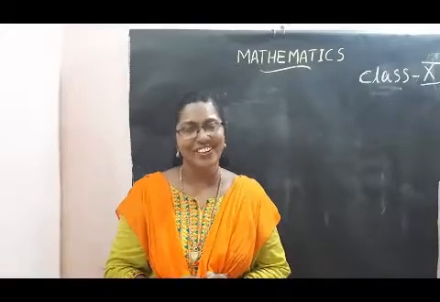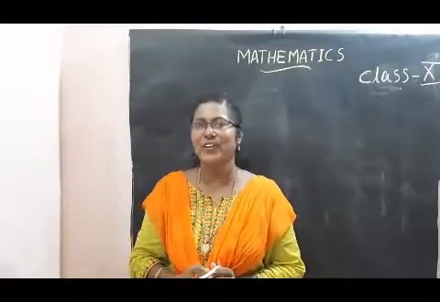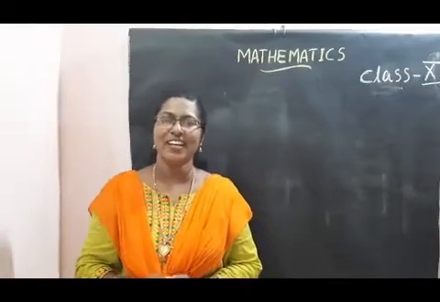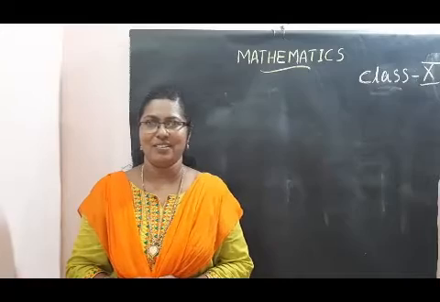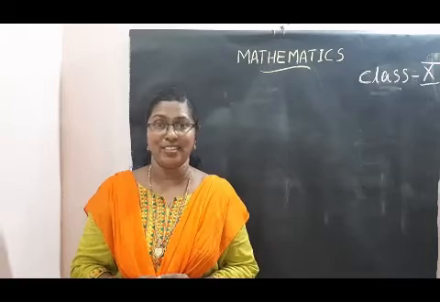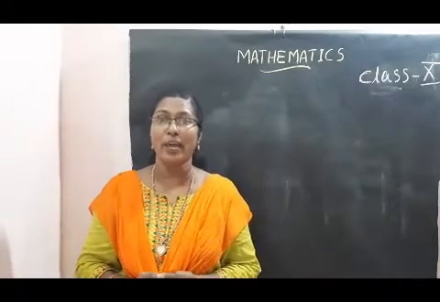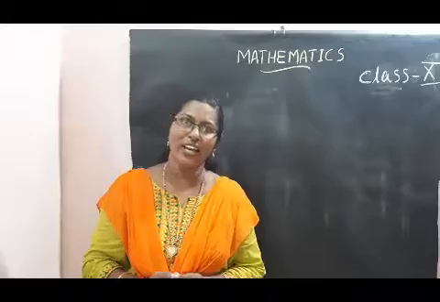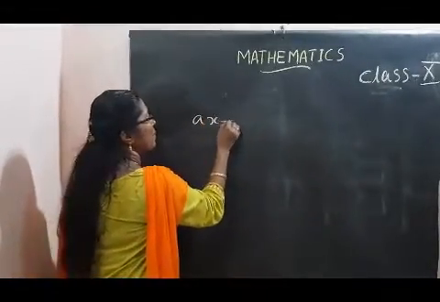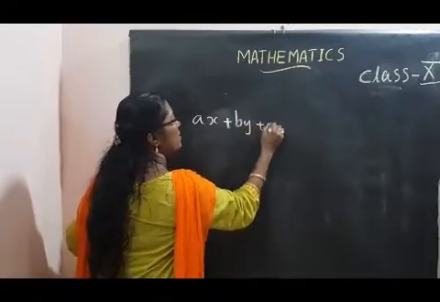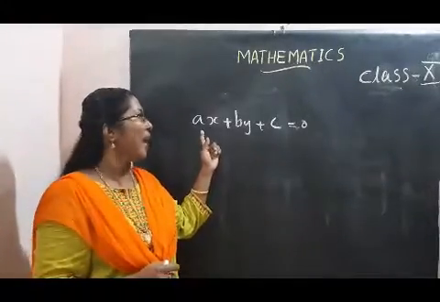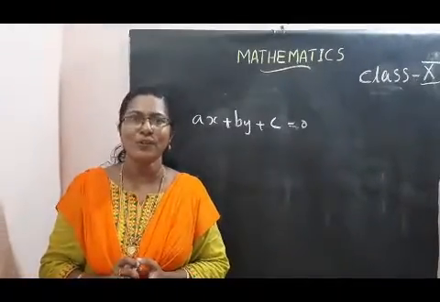Are you fine? Okay. Today we are going to study chapter 3, pair of linear equations in two variables. In the previous class you studied about the linear equation and how to solve a linear equation. The general form of a linear equation is ax plus by plus c equal to 0, and what's the condition? This a and b are not equal to 0.